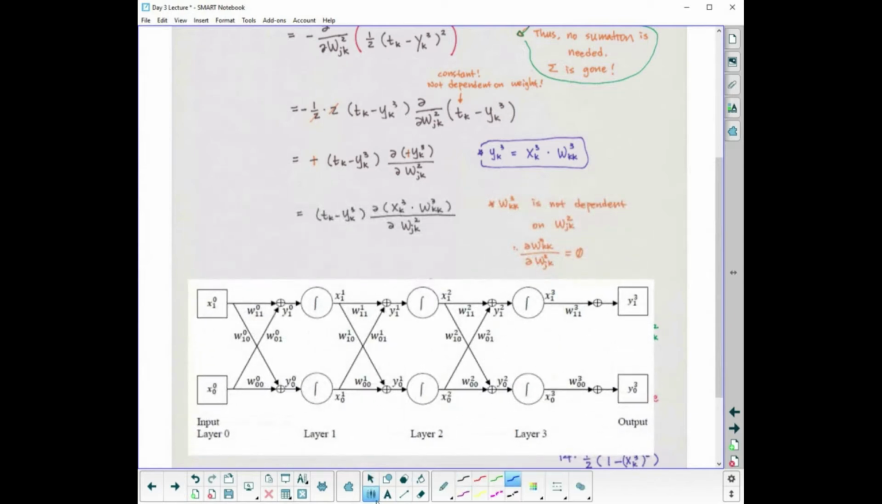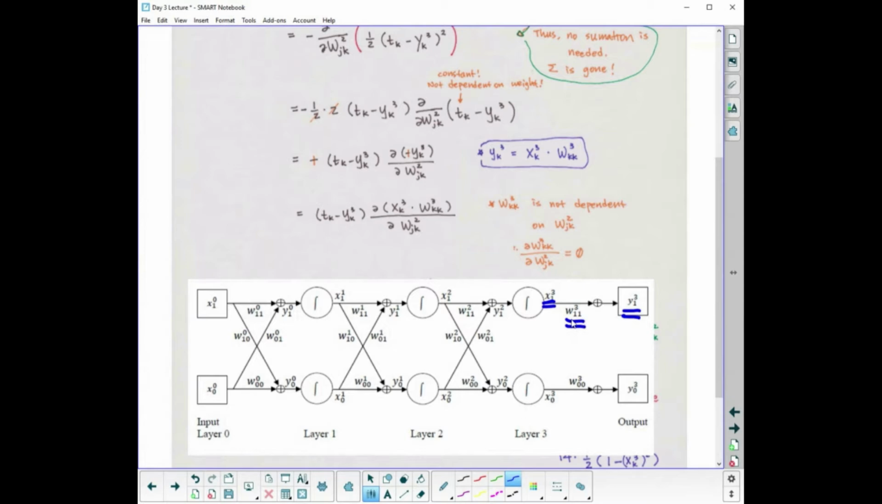Let's think about Y sub K layer 3. Yes, same thing. We can rewrite it as X sub K layer 3 times weight sub KK layer 3. This is layer 3, the final layer. So you don't need to worry about the summation. So we can rewrite that as X sub K layer 3 times weight K to K layer 3, with respect to weight J to K layer 2, this part.